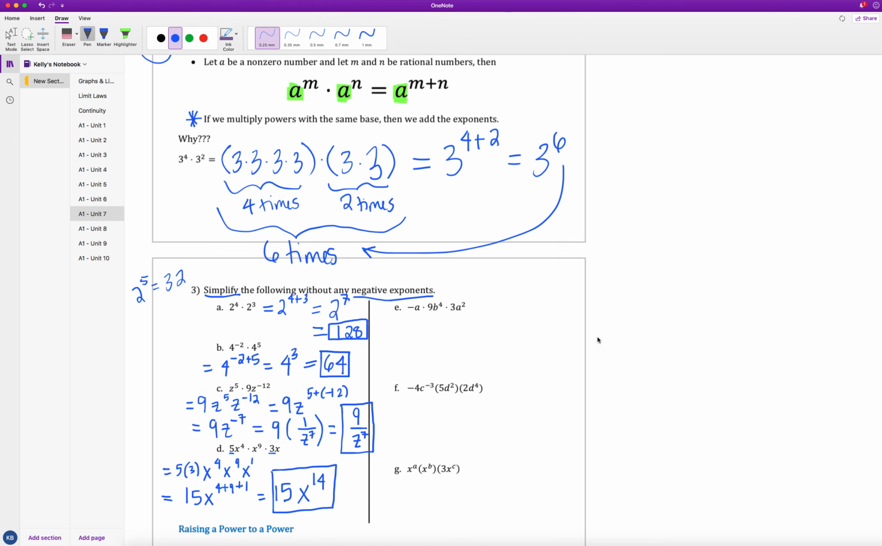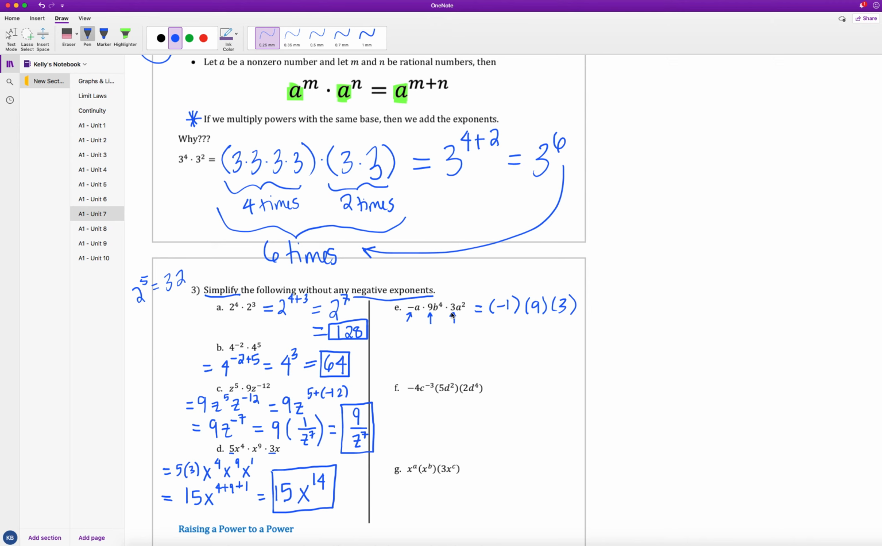Okay, I want you guys to pause the video and try example E on your own first, and then we'll check it together. Okay, let's check example E. So I have negative a times 9b to the 4th times 3a to the 2nd. So let's notice I've got a negative 1 as a coefficient, a 9, and a 3. So the first thing I'm going to do is move those all in front. So I have a negative 1 times a 9 times a 3, which we'll simplify in a second. Then I have an a, b to the 4th, and an a squared.